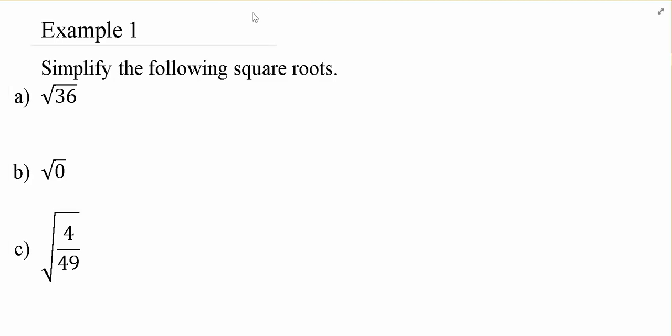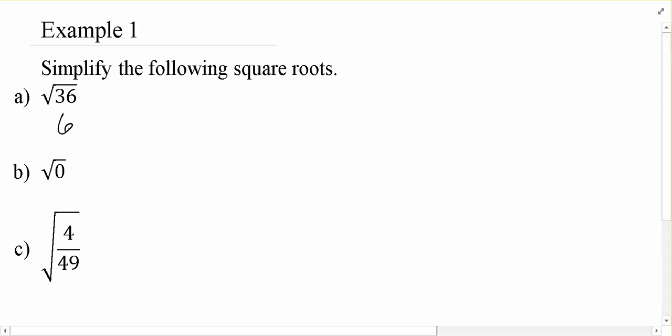So let's look at some examples of these square roots. The directions that you'd expect to see on a problem like this is simplify the following square roots, or simplify the square root. So the first problem here is the square root of 36. We're just being asked what number times itself equals 36. And so our answer here would be 6.